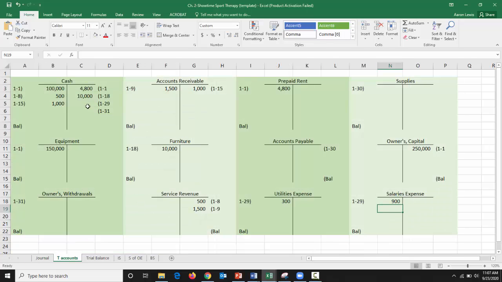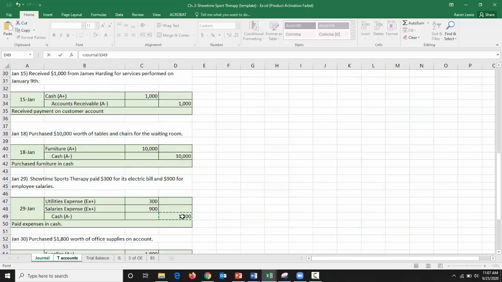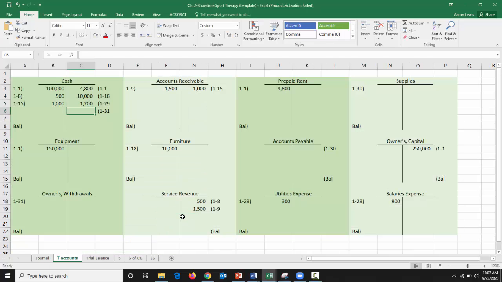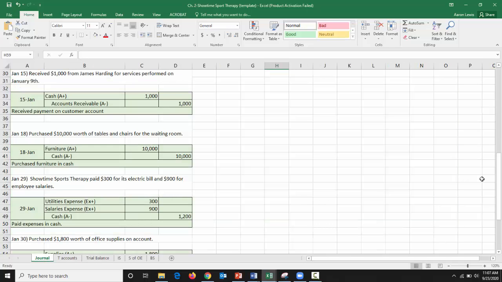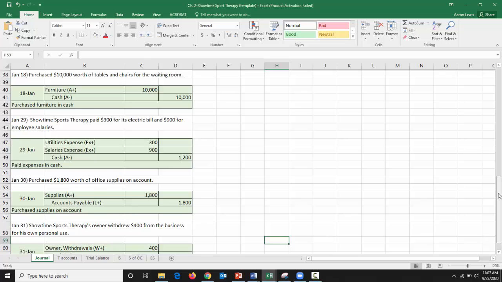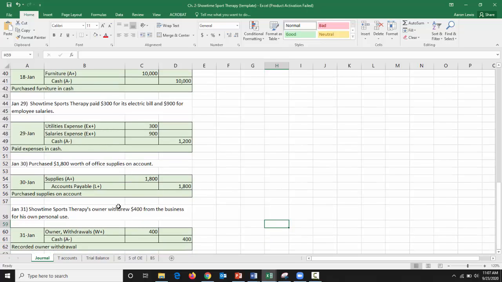And then lastly, we had a credit to cash for $1,200 in the journal entry. So we're going to take that number, we're going to bring that over to our T account. And then in the next entry that we had on the 30th, we purchased $1,800 worth of office supplies on account. We debited supplies for $1,800, we credited accounts payable for $1,800. Let's bring those over to the T.